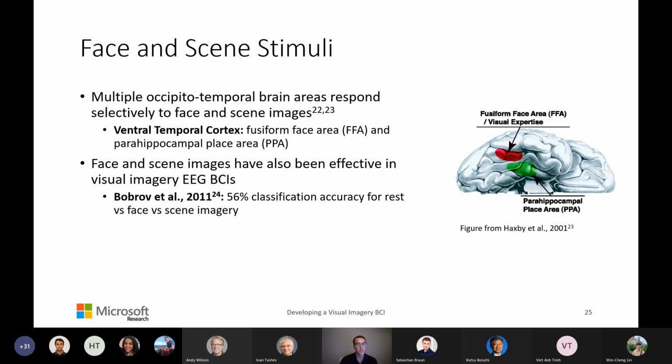I also saw a study showing that face and scene images have also been shown to be effective in visual imagery EEG BCIs. It's a pretty early study from 2011 where they tried a 3-class classification of resting versus face versus scene imagery, and they were able to achieve around 56% classification accuracy. So pretty good above chance accuracy there.